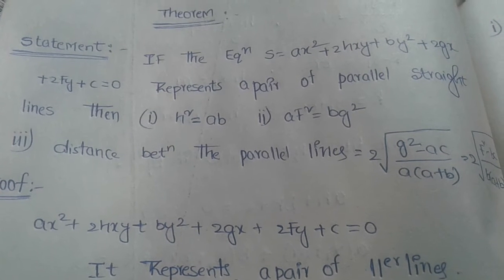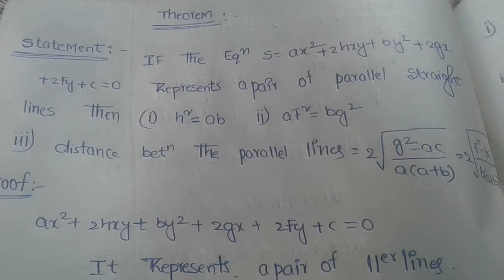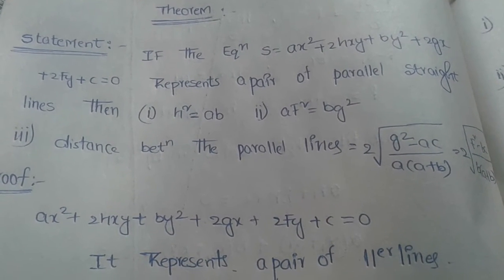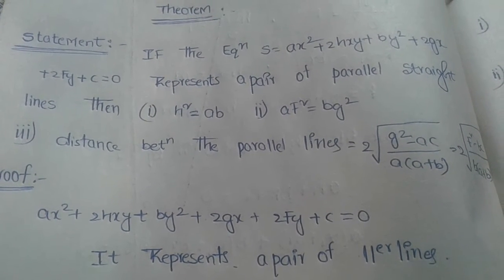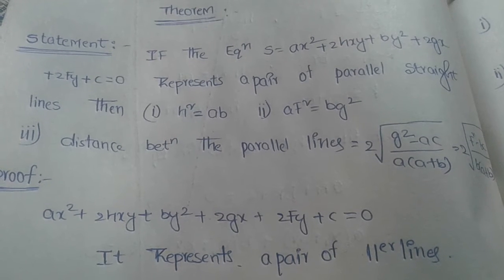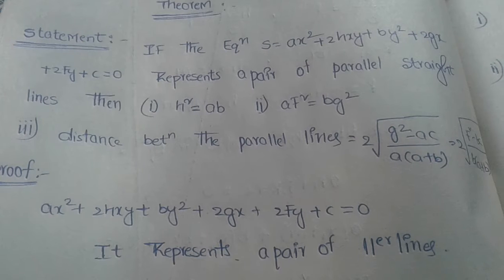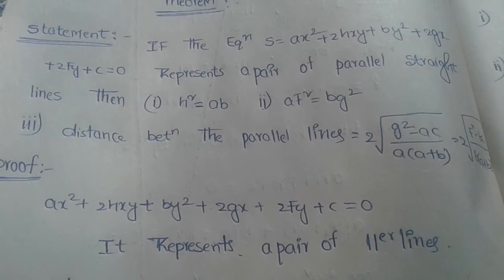Today we discuss a theorem of mathematics in a pair of straight lines. Statement: if the equation S = ax² + 2hxy + by² + 2gx + 2fy + c = 0 represents a pair of parallel straight lines, then first, h² = ab, next, f² = bg², and third, the distance between the parallel lines is equal to 2 root of (g² - ac) by a into (a + b).